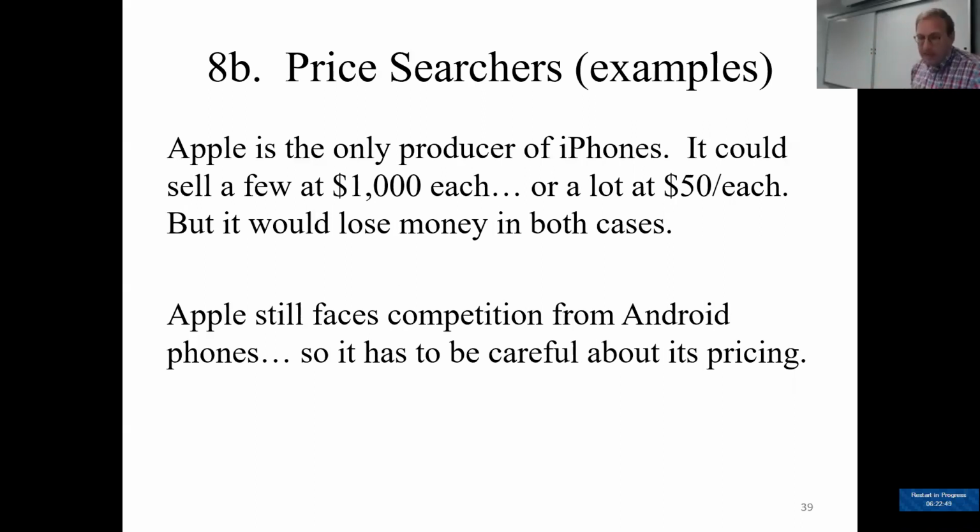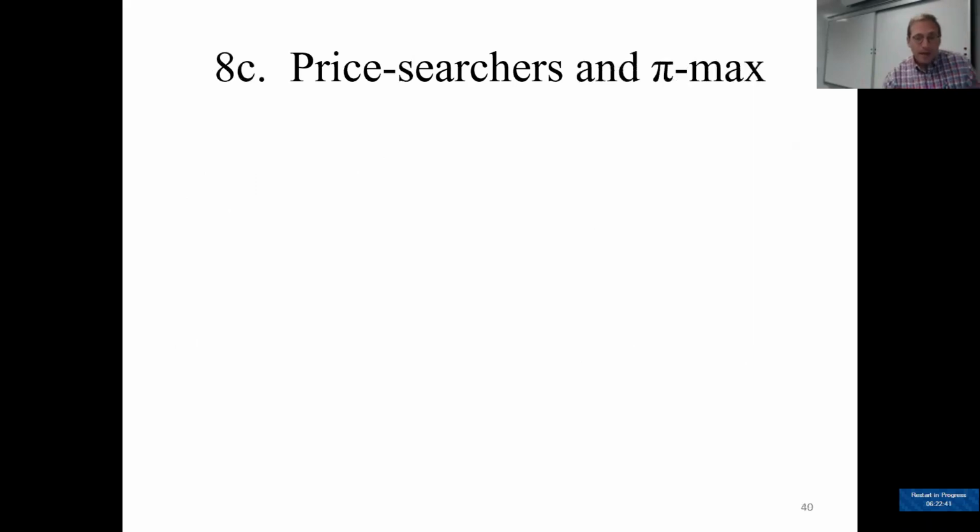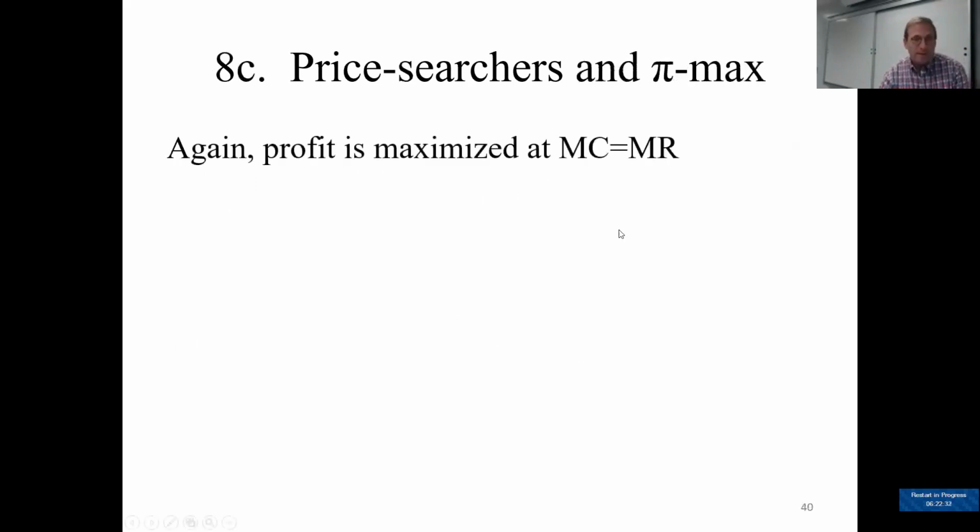You now understand that you want to maximize your profit. You're facing a downward sloping demand curve. How are you going to do this? Well, you're going to look at this. Maximize your profit. Quantity is easy. Whether you're a price searcher or a price taker, your production quantity is going to be set at the point where marginal cost is equal to marginal revenue.